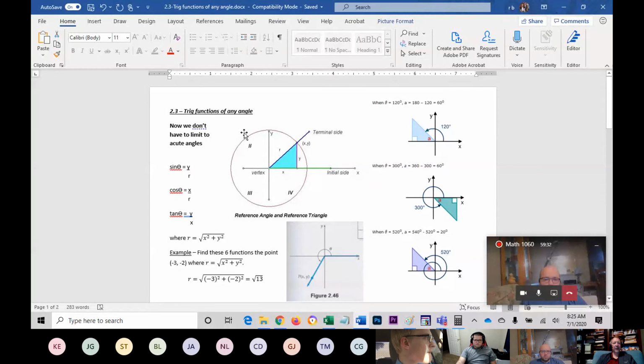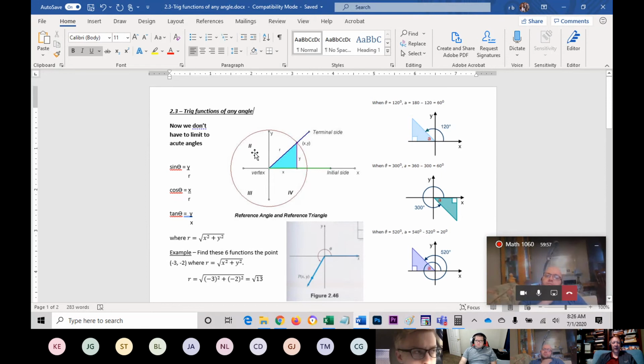Okay, so 2.3, we're going to do trig functions of any angle. Basically what we've done up to in 2.2 is, as we're looking at our axis, this is quadrant 1, this is going to be quadrant 2, this is going to be quadrant 3, this is going to be quadrant 4. So we label these counterclockwise.